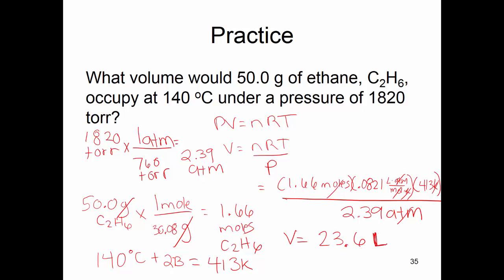So PV equals nRT is the ideal gas law where we can relate all four of these properties of gases: pressure, volume, moles, and temperature. And if we're given three of those four, we can always solve for the other. So you can rearrange in any way to solve for volume, pressure, moles, or temperature.